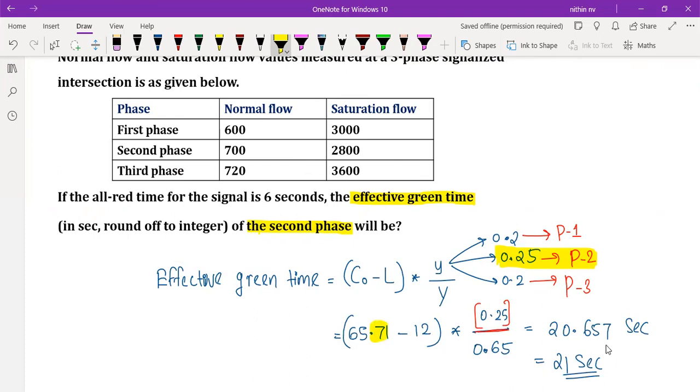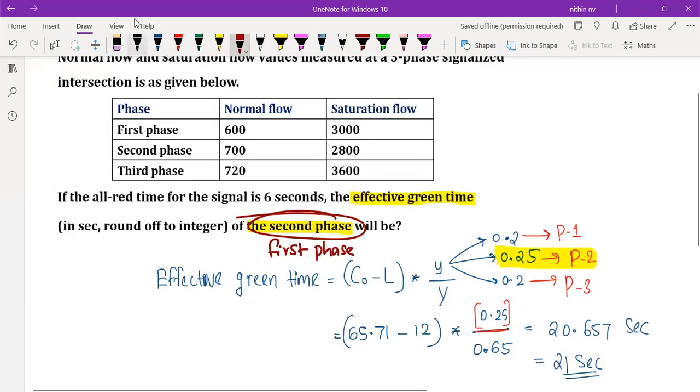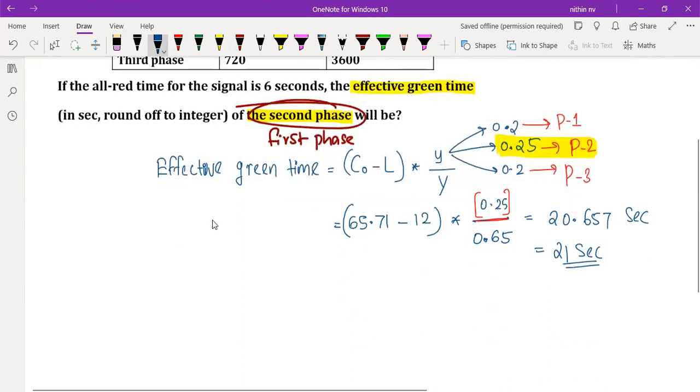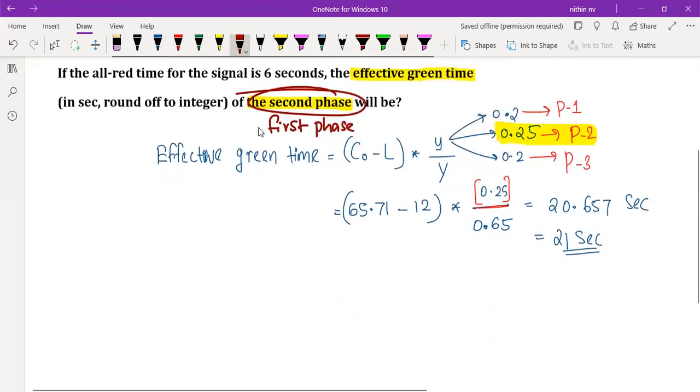Okay, so that more accurate value you are going to get. Understood, guys? Suppose in this question, instead of asking for the second phase, they were asking you for the first phase, how much is effective green time? Then for the first phase, what will be the answer then? For the first phase, effective green time, I'm just keeping it as G effective, okay?